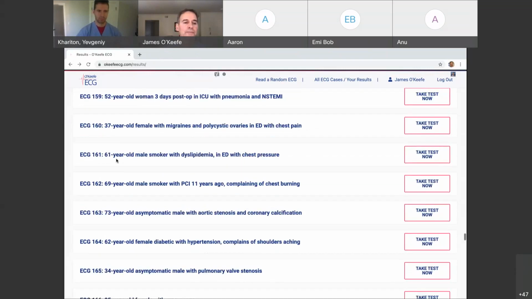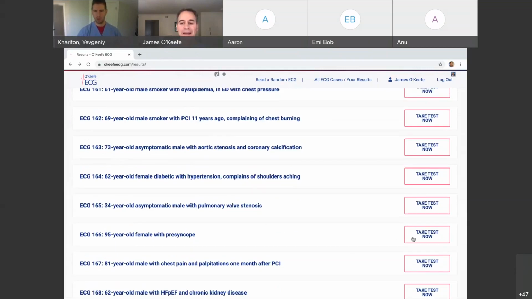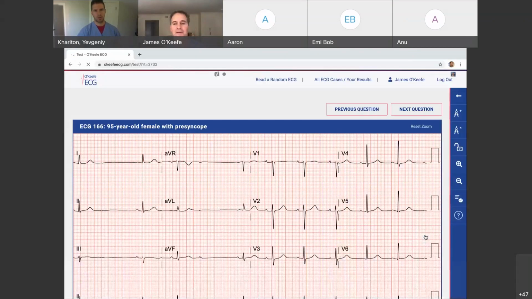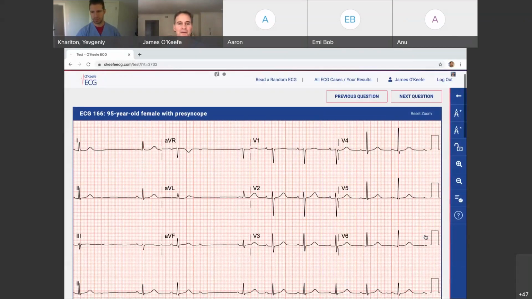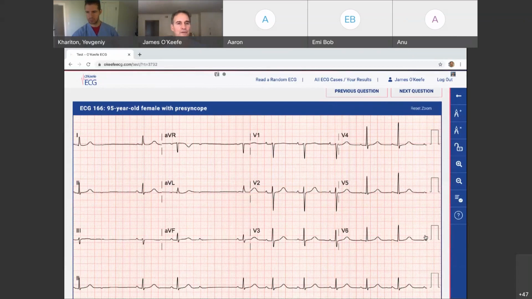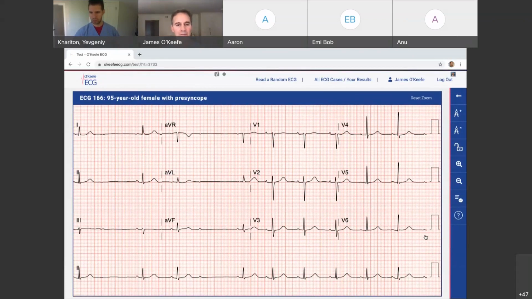One last one. So this is a 95-year-old female. By the way, these are all real cases that we've just pulled from our clinical experience here at the Mid-America Heart Institute. So it's a 95-year-old female with pre-syncope admitted to the hospital. Mobitz 2. Yep, that's Mobitz 2.